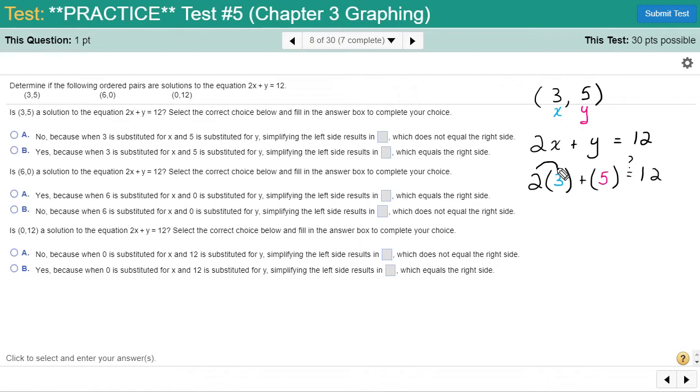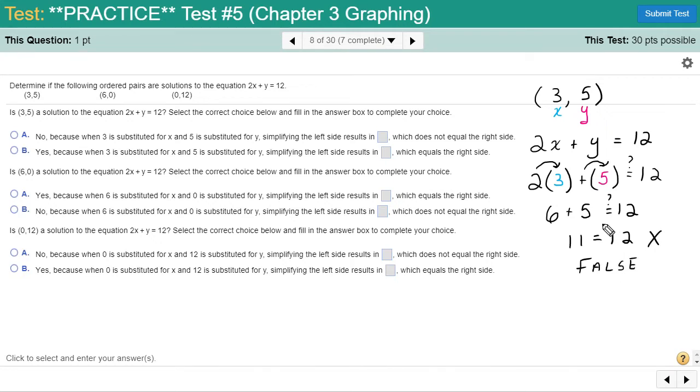Let's find out. When we distribute, 2 times 3 gives us 6. Positive 1 times 5 is still positive 5. Does this equal 12? Well, 6 plus 5 is 11, so we end up with the statement 11 equals 12. Is that true? No, certainly not. The number 11 does not have the same value as 12. This is clearly a false statement.